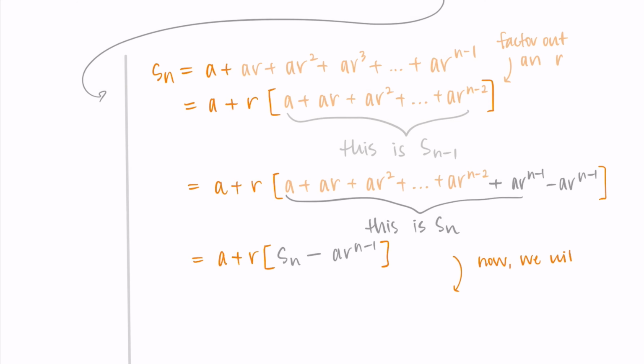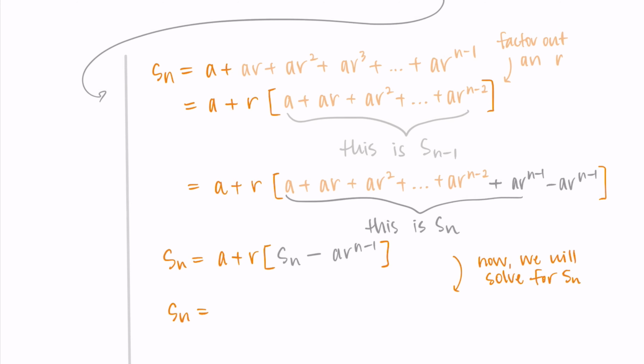Okay, so I have this statement, and I'm going to solve it for s sub n, the nth partial sum. I've done this cool thing where I've rewritten what we had in terms of itself. So I've written s sub n in terms of itself, just with some other terms, and I'm going to solve for s sub n to get a new thing.